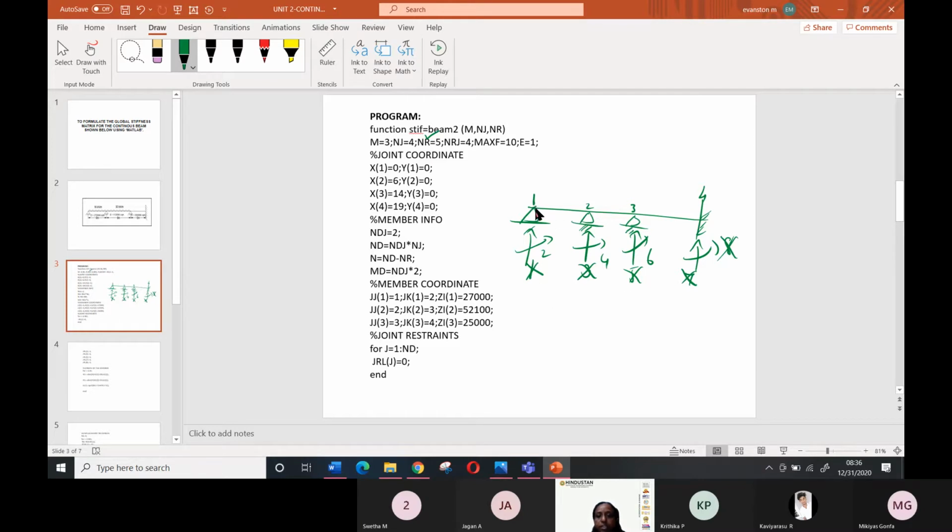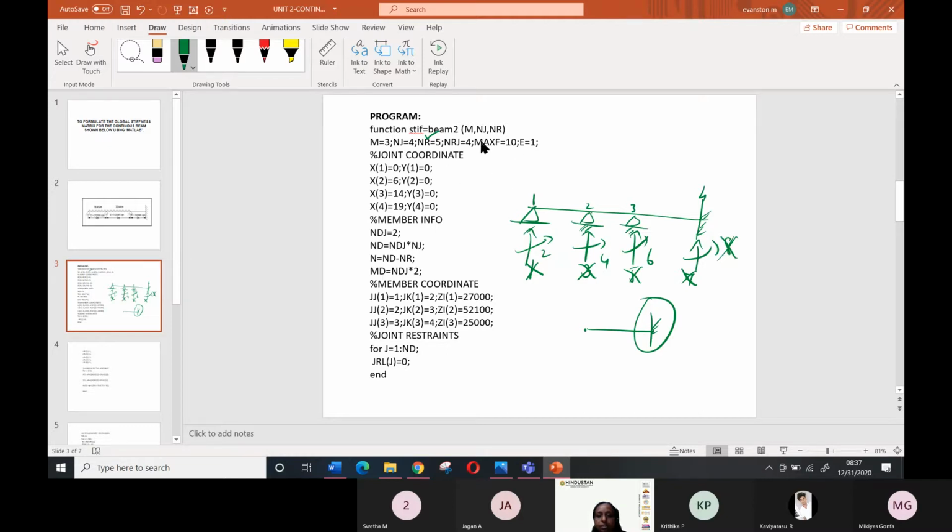Number of restrained joints: how many joints are restrained? 1, 2, 3, 4. Suppose it is a cantilever beam, the restrained joint is only this one, and this joint is free, so the number of restrained joints is only 1. In this case, you have hinge supports along the beam and a fixed support at the other end. So the number of restraints is 5, the number of restrained joints is 4, and then you have to move on.